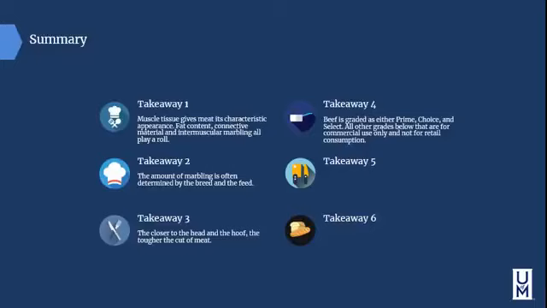Beef is graded either prime, choice, or select. All other grades below that are commercial use only and not for retail consumption. The way I remember this is prime is, well, prime. If we can't get prime, we choose choice, and if we can't get choice, we have to select.